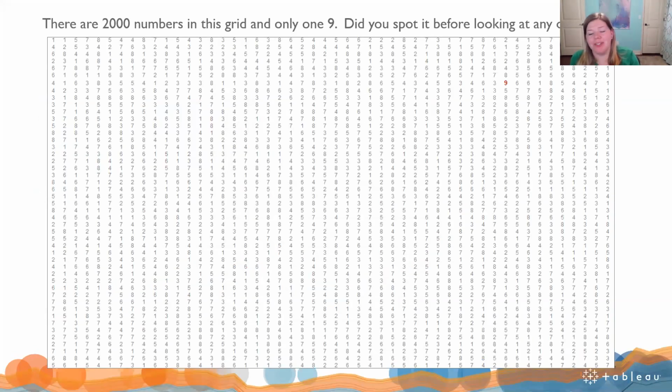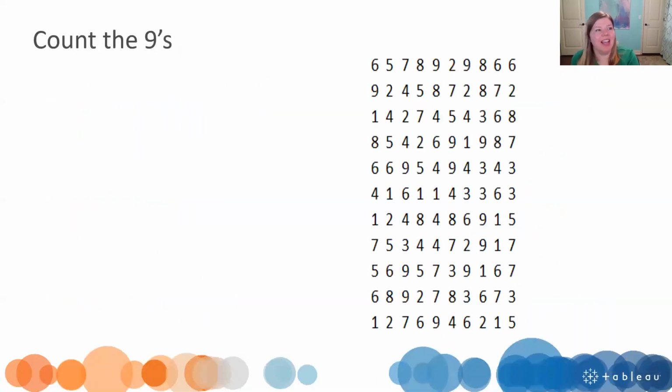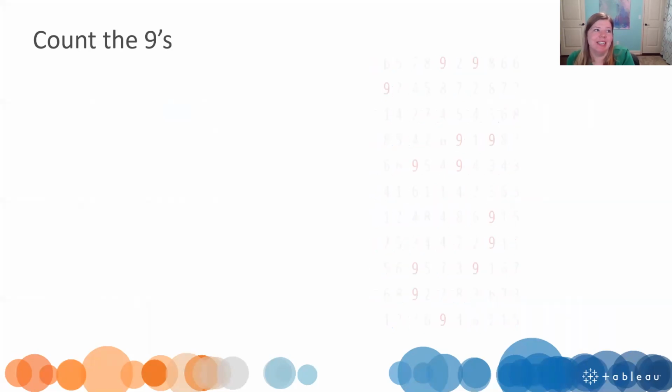So here's another example. You guys can interact along. Normally in person, we would have you yell it out, but you can just do it yourself. There are 2,000 numbers on this grid, and there's only one number 9. Did you spot it before seeing any other numbers? Probably not. It's actually the top right there. And similarly, understanding how many 9s are in this data set would be very hard to tell.